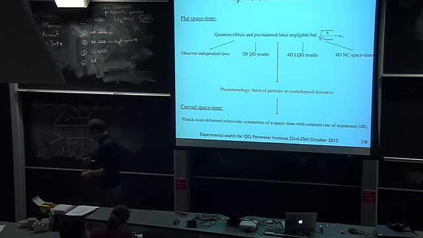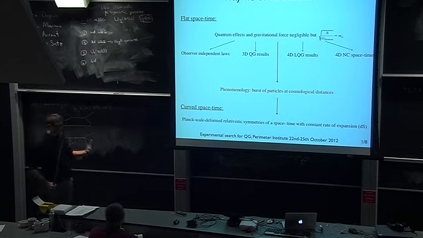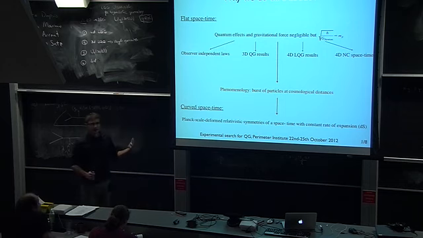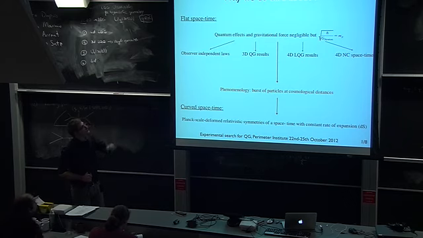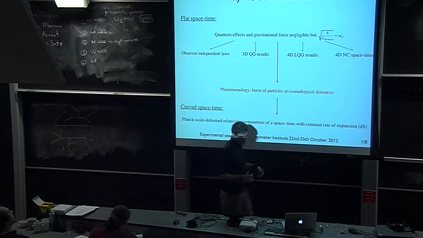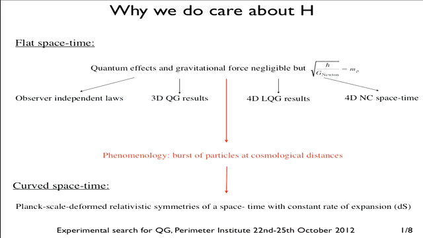We want to develop a model framework in which we can try to understand the phenomenology of bursts of particles coming from cosmological distances. So we need to insert another invariant scale into the game, which is an expansion rate, a constant expansion rate of the universe. We know from the talk of yesterday of Laurent that if we have quantum effects and gravitational forces vanishing, but whose ratio is non-negligible, we have a momentum scale which enters the game.